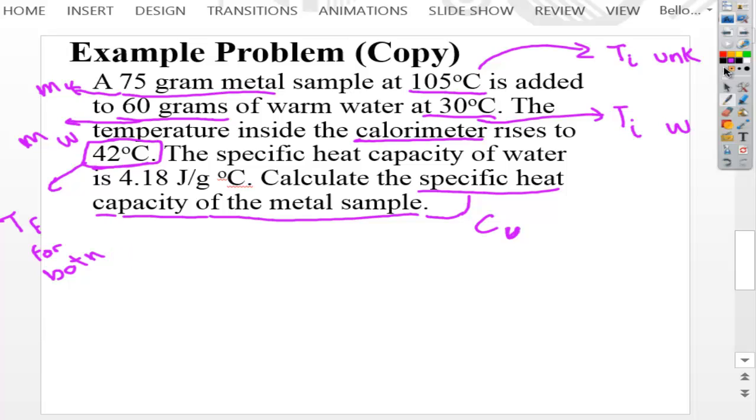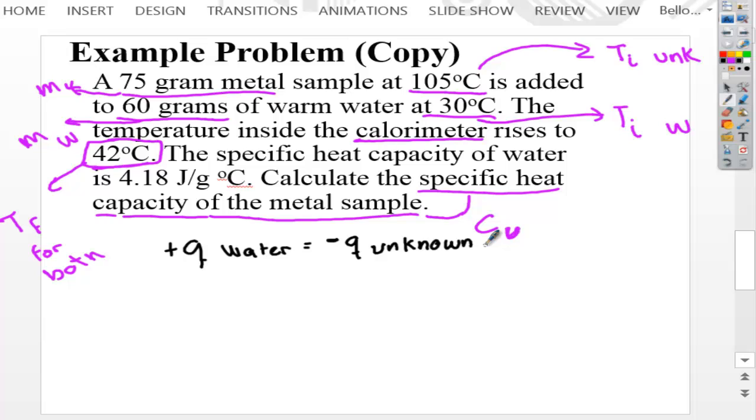So the first step I'm going to do is I'm going to write my general equation. I know that the Q, the heat gained by water, is equal to the heat lost by what? By who? What am I putting in the water? The metal, right? So I'm gonna write heat loss by unknown.